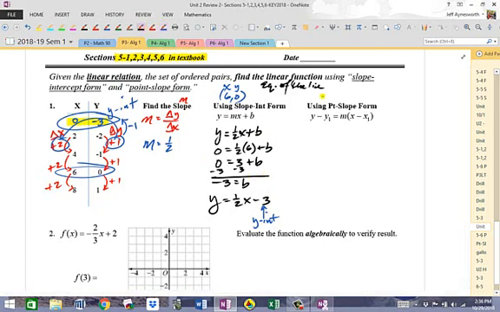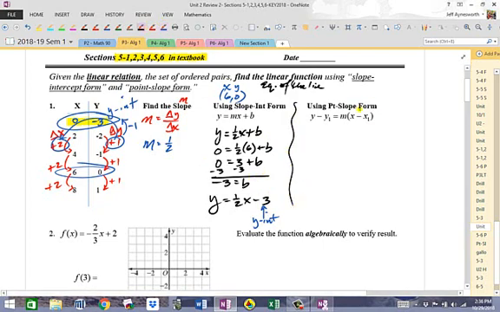Or you can use point-slope form, which requires a point and a slope. Now we already know the slope is 1/2. We already calculated that earlier. And now you pick a point. You can pick 6, 0. You can pick 8, 1. You can pick any point in your table. I'm just going to pick 8, 1 because I'm going to show you that it doesn't matter which point you pick. So you pick a point and substitute it in.